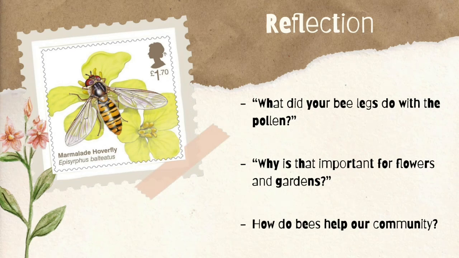And how do bees help our community? Bees help farmers grow fruits and vegetables by pollinating their crops. This means more food for our grocery stores and our tables. They also help keep parks and gardens beautiful and full of life. Bees even support animals who eat plants. So, they play a big role in the whole environment. Bees help our whole community stay healthy, fed, and connected to nature.